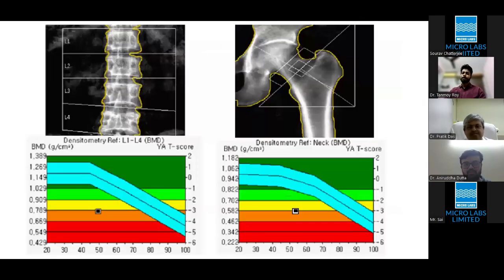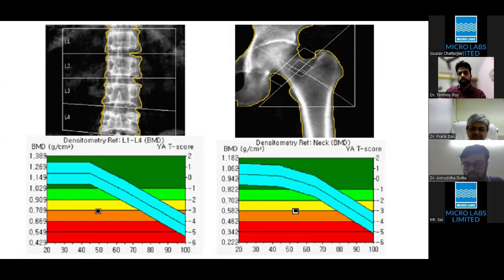So again, the patient was complaining of back pain and body ache. So this patient went for a DEXA scan. So can you identify the scoring? Usually T score is done to report the DEXA scan. So the T score is, yes.